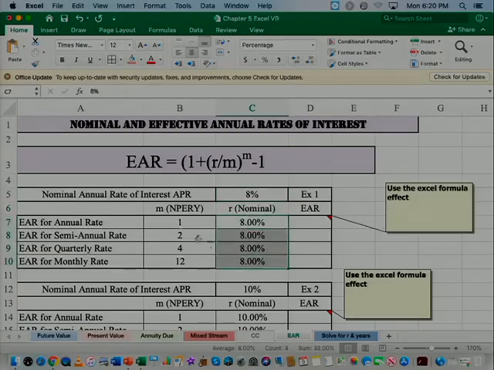And that doesn't change. So it doesn't matter what the compounding frequency is. The nominal rate is 8% no matter how, because it's a meaningless number. It's not your real rate of interest. That's what the effective rate of interest is. This is effectively what your interest is going to be. So we're going to use the Excel formula EFFECT.